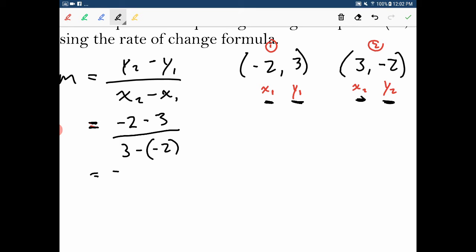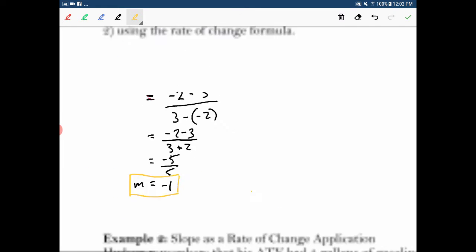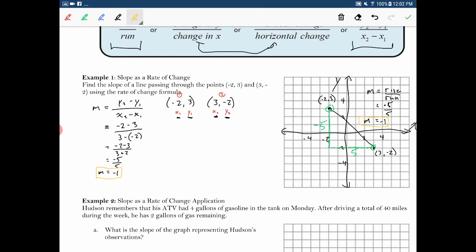So this is just going to become -2. You wouldn't have to write this step, but I like it. You just change that 3 minus -2 into 3 plus 2. Okay? And from there, we're left with -5 over 5, which, just like before, is equal to -1. So our slope is equal to -1, which we already knew, but now we definitely know.